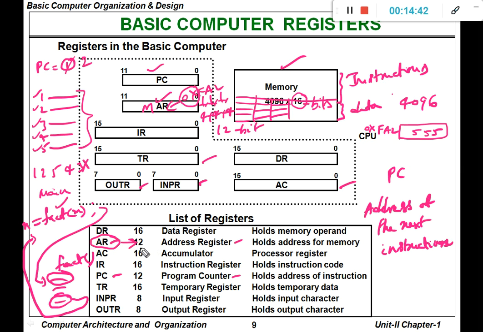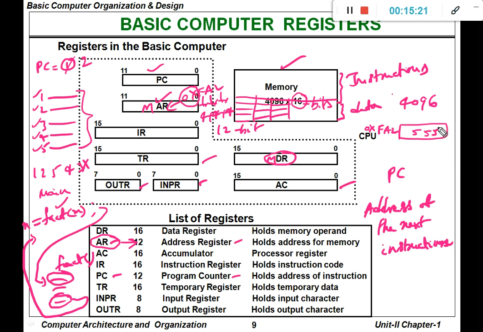So like this, we are going to implement the MAR, memory address register. Another important register is DR or MDR. Whatever data is fetched using the address location in MAR is generally stored in MDR. MDR means memory data register.